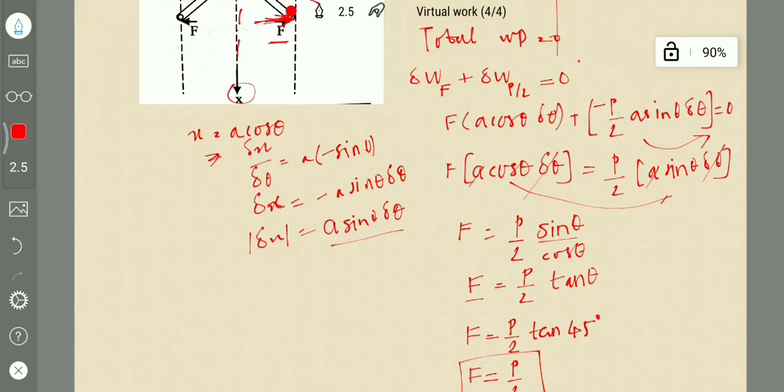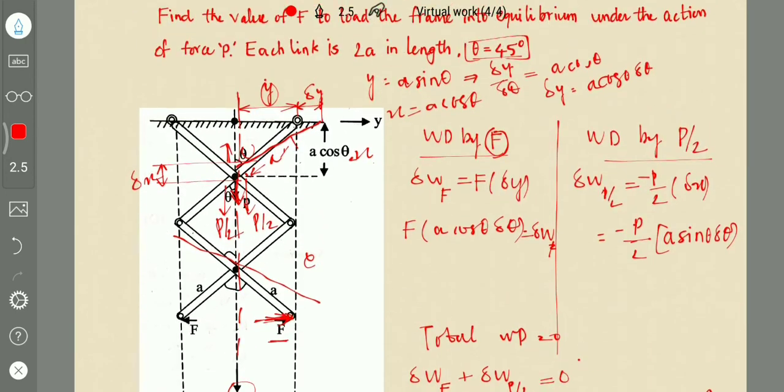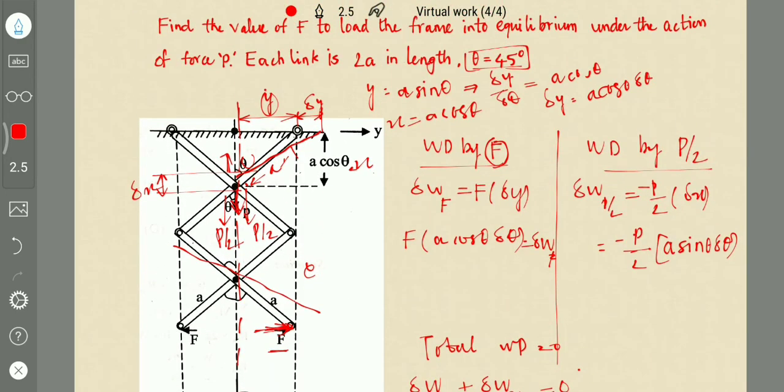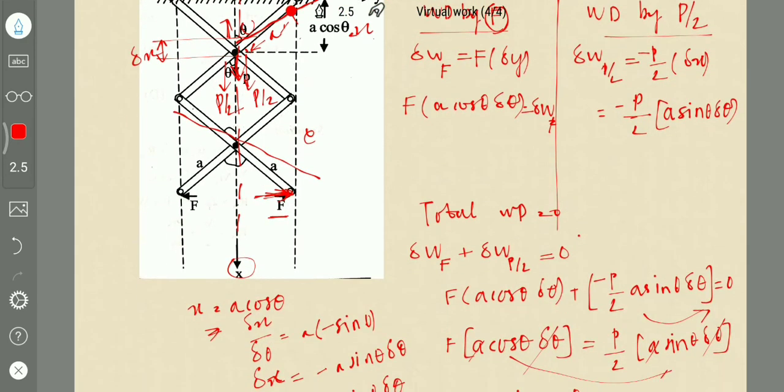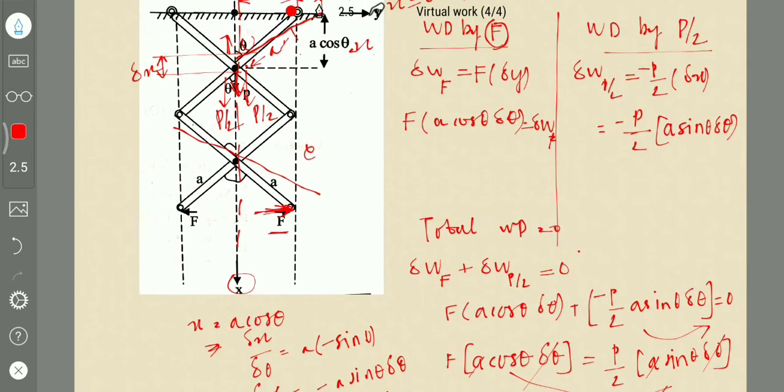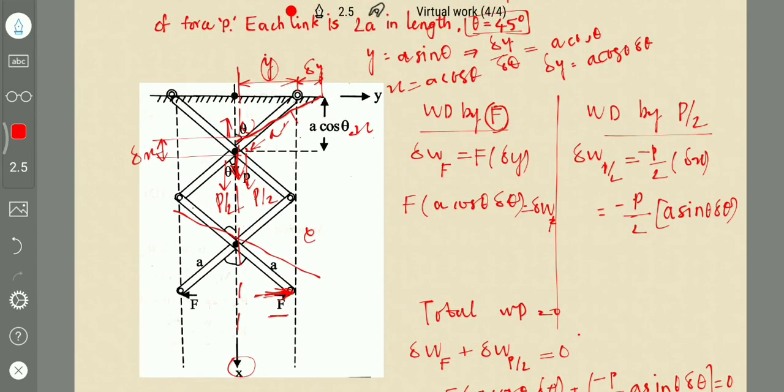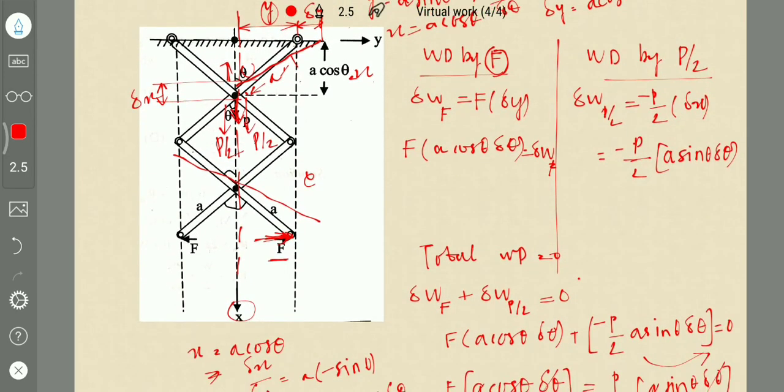So this is how problems using virtual work are done. And generally, problems like deriving some relations are asked using the virtual work method.